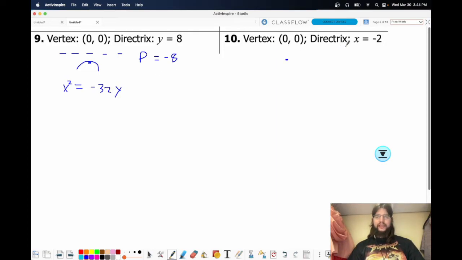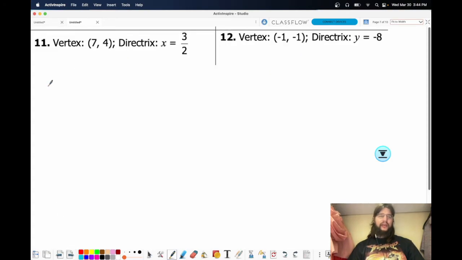0, 0. This time it's x equals, so that makes it vertical. X equals negative 2, so that's to the left of 0, 0. Pointing that way, P is going to be positive 2. Plug it in. Again, 0, 0. Y squared because we're horizontal. 8x.